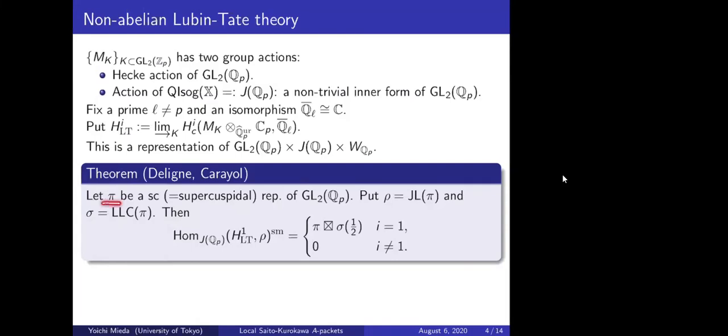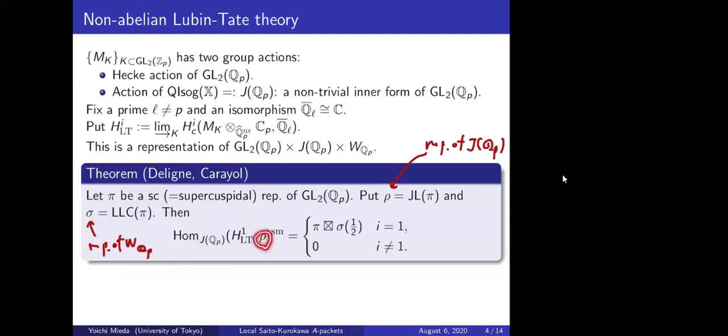Let's take the supercuspidal representation. In this talk, I will write SC for supercuspidal for short. So let pi be a supercuspidal representation of GL2(Q_p), and let rho be a representation of J(Q_p). And this sigma is the local Langlands image of pi. So this is a two-dimensional representation of the Weil group of Q_p.